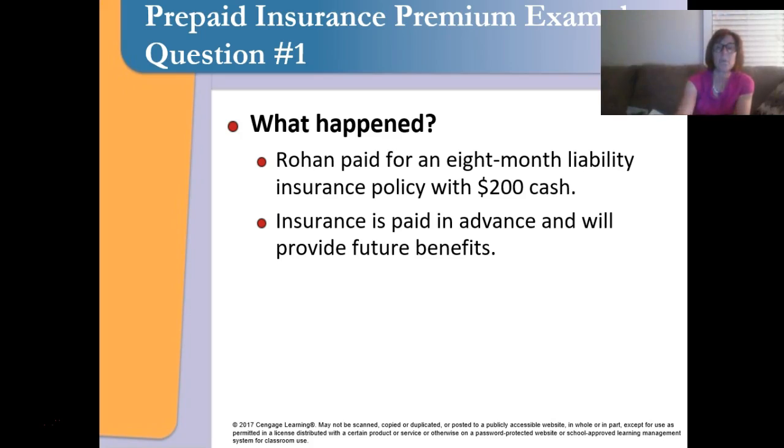So now Rohan's going to have liability insurance just in case somebody slips and falls in the parking lot. Rohan's a smart guy and he's going to buy insurance. And he's going to buy 8 months' worth of insurance for $200 in cash. So he's going to pay that in advance rather than paying for it on a monthly basis.